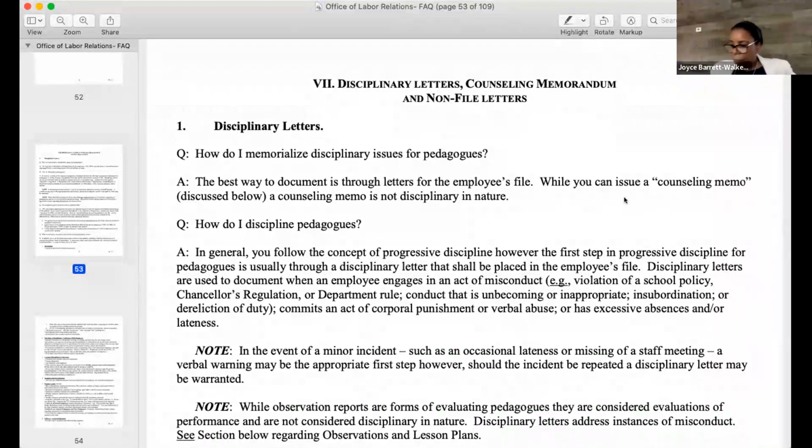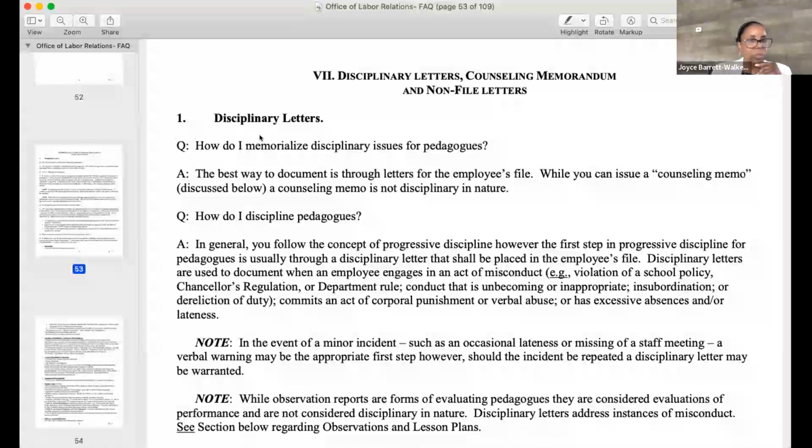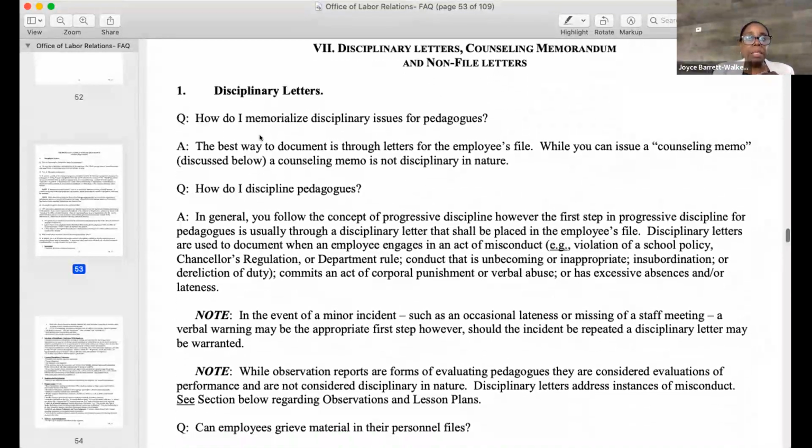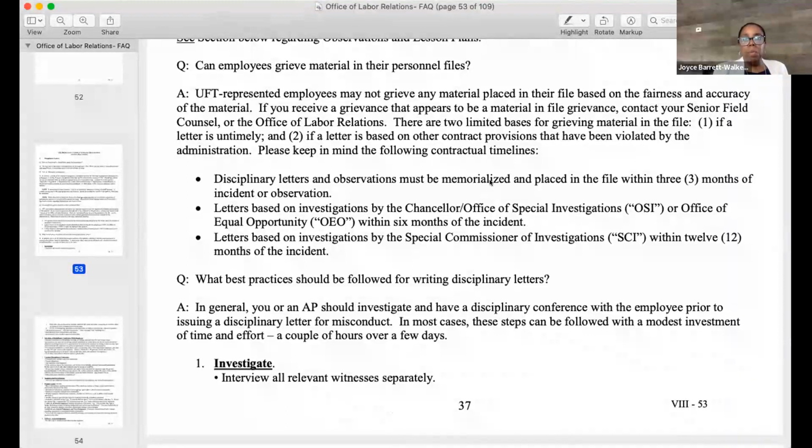Here we go. This is part of our labor FAQs. This is section 7, and it has everything you need to know for disciplinary letters. Even though you couldn't see, it has a plethora of questions. Discipline letters and observations must be memorialized and placed in the file within 3 months of the incident or observation. There are different time frames for different kinds of letters. Letters that have to do with OSI or OEO must be within 6 months of the incident. For letters that have to do with the Special Commissioner of Investigation, it says within 12 months, but we really do not want to expand that length of time because we want to address things and move on.